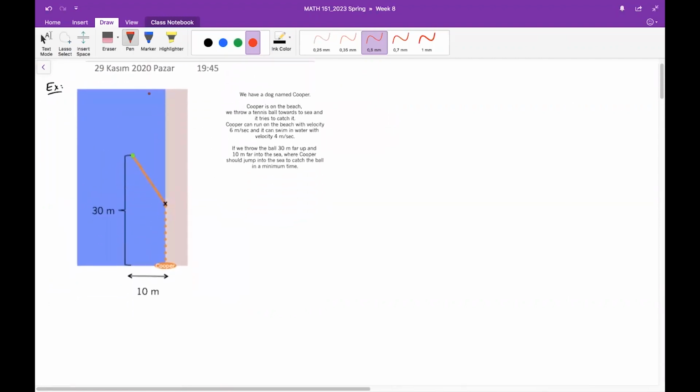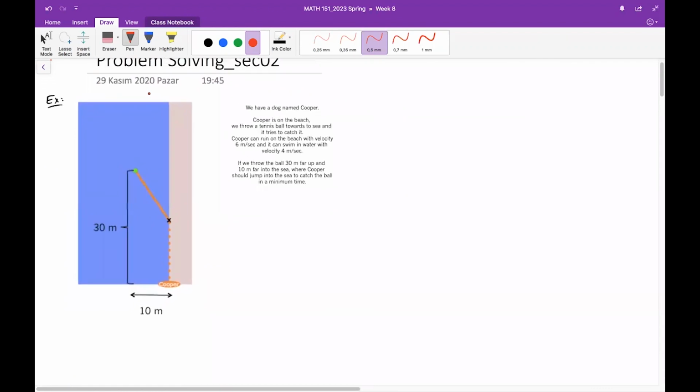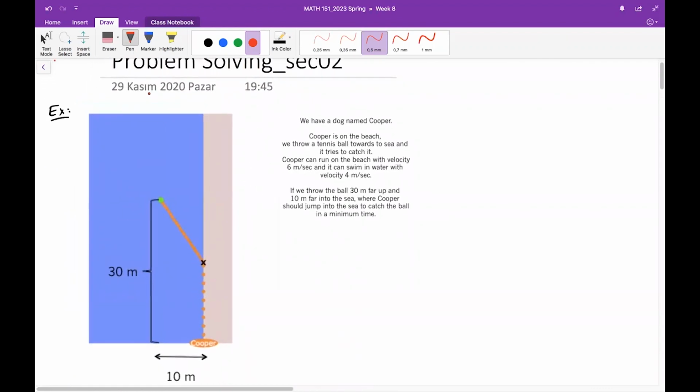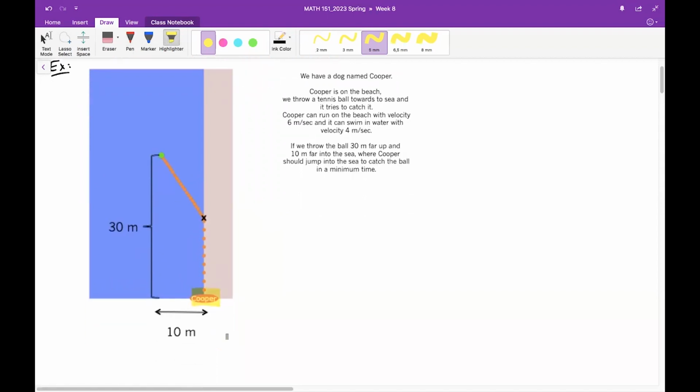Here, first we need to understand the problem, and then we will try to create a function to be optimized or minimized, depending on the question. Okay, we have a dog named Cooper here at the beach, at this corner, and we throw a tennis ball towards the sea, and Cooper tries to catch this tennis ball. And there is this information about Cooper. He can run on the beach with this velocity, 6 meters per second.